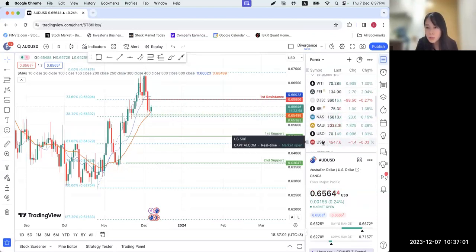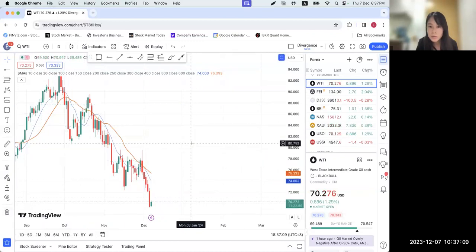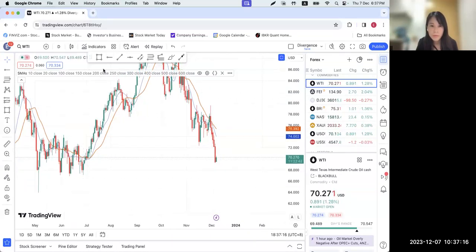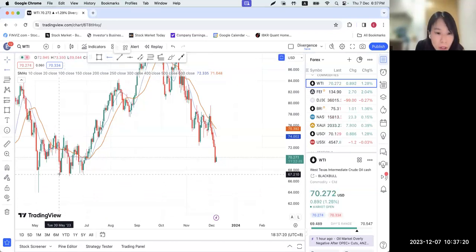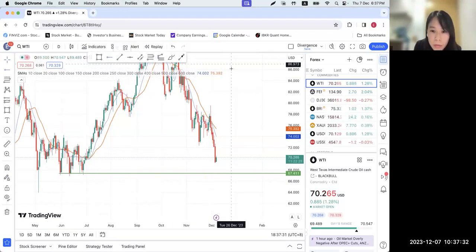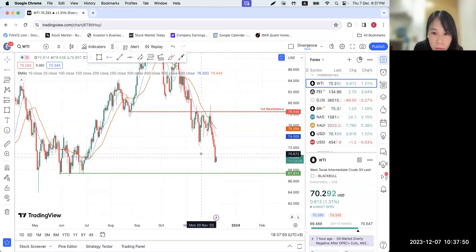Okay, next we can look at oil. Okay, here's a very nice support area. You can see multiple swing lows, and there's a pullback. Resistance level. This is a very small resistance level.